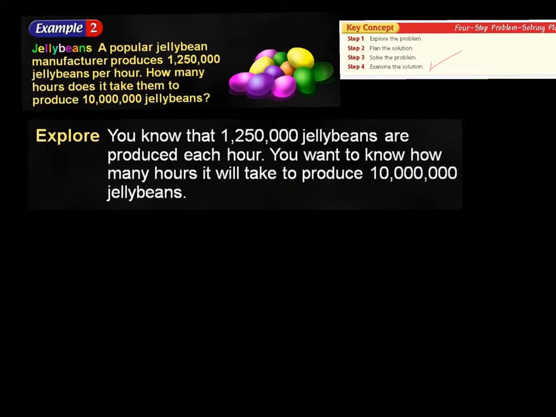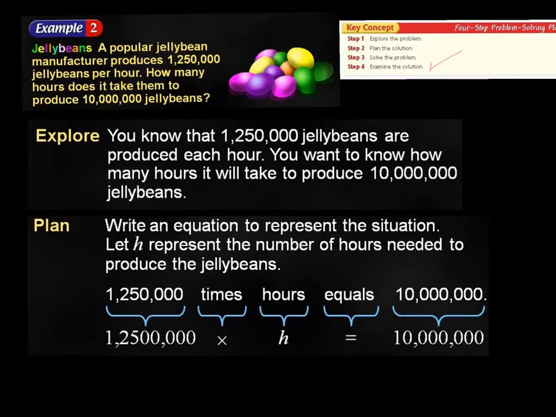You know from the problem that 1,250,000 jelly beans are produced each hour. You want to know how many hours it'll take to produce 10 million jelly beans. We could write an equation to represent the situation. Let h represent the number of hours needed to produce the jelly beans. So 1,250,000 times the number of hours equals 10 million.